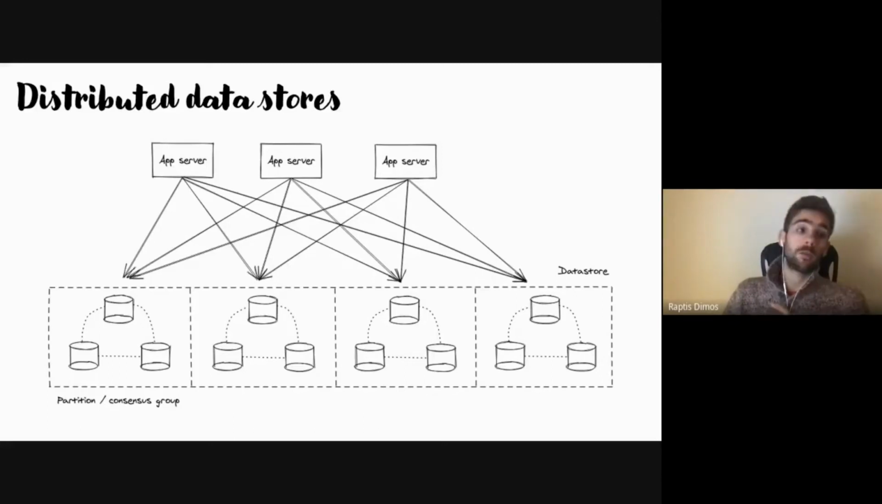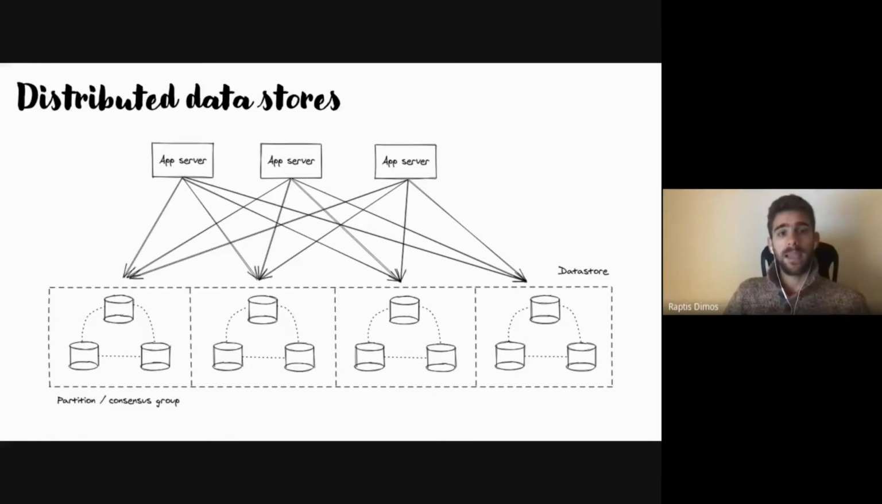But of course, if it was only one server that was storing the data for every partition, you would have a problem, because if that server was down, the partition would become unavailable. Of course, the rest of the system would keep functioning, as we said, but it's still problematic. So what most of the data stores do is they store the data for every partition to multiple servers, not just one.